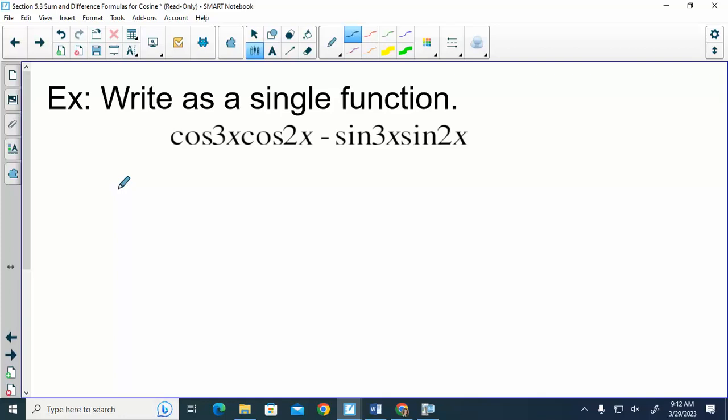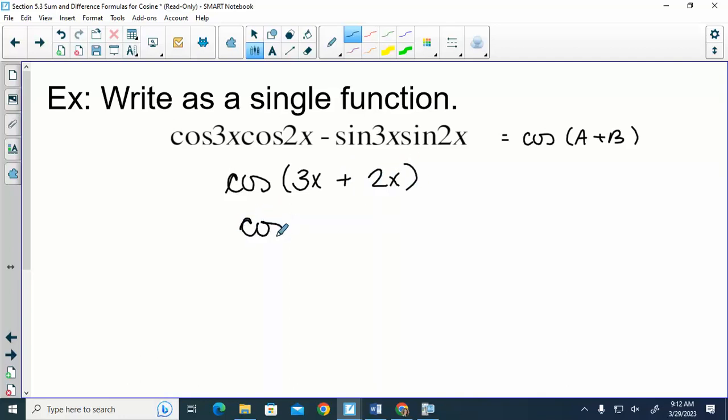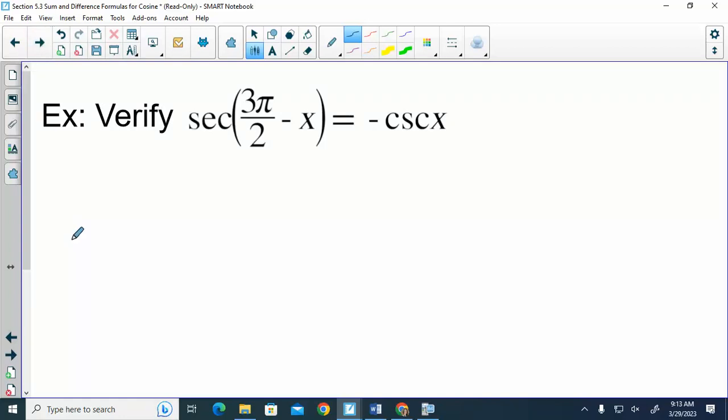Okay, so if I were to combine this, cosine, cosine minus sine, sine, which formula is this? So my A would be the 3x plus B would be my 2x. So that just gives us cosine 5x. Last problem.